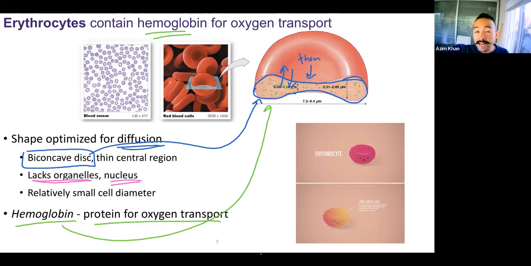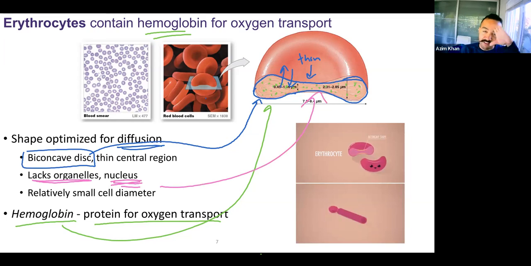But by not having organelles, namely mitochondria, they're not going to use up their own supply. They'll take in oxygen onto their hemoglobin, but they won't use it up because they don't have any mitochondria to use. They don't have a nucleus anymore. That allows them to be thin. That allows them to have that biconcave shape. There's no nucleus plumping up the middle. No organelles means they don't use up oxygen. No nucleus means they have a biconcave shape.